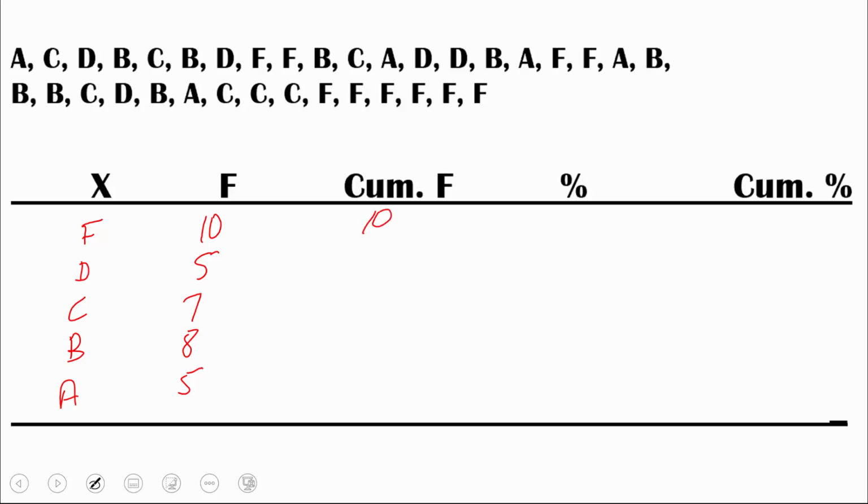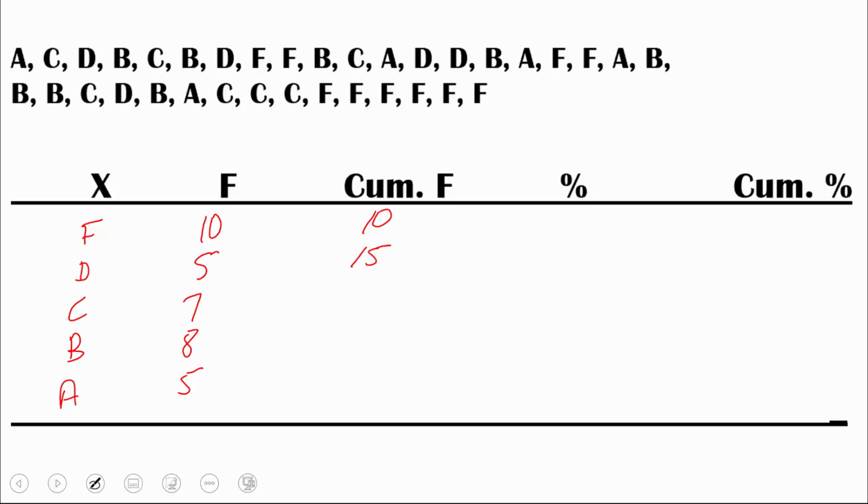But now the next row is going to make a little bit more sense to you. So now I'm trying to figure out the cumulative frequency at the D level. So I want to figure out how many students scored a D or lower. Well, we know that 5 people scored a D, and there are 10 Fs. So to that 10, we're going to add 5 more students. So the cumulative frequency at this point is 15.